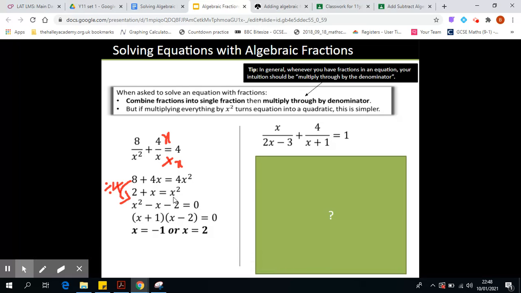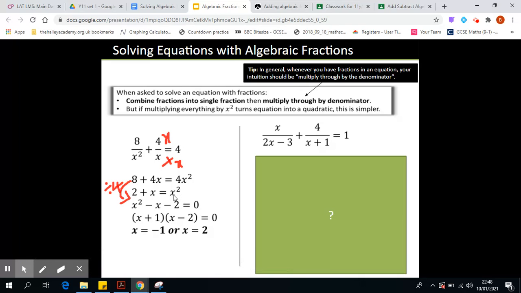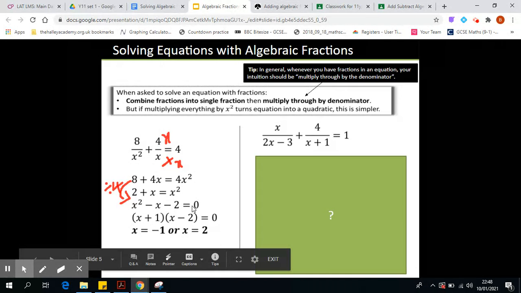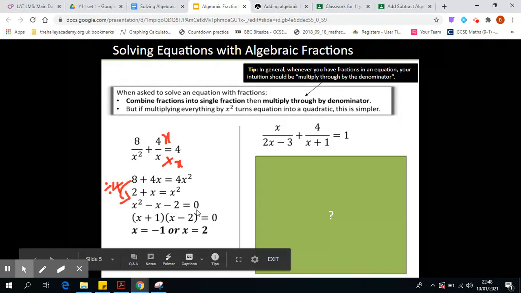Remember, when you get x squared, it's important you convert this equation into quadratic format. By moving the 2 and the x to the other side of the equation, we get x squared minus x minus 2 equal to 0. Factorizing it, we get x plus 1 multiplied by x minus 2 is equal to 0, which means x is either equal to minus 1, because minus 1 plus 1 provides a 0, or x equal to 2, because 2 take away 2 would be equal to 0.